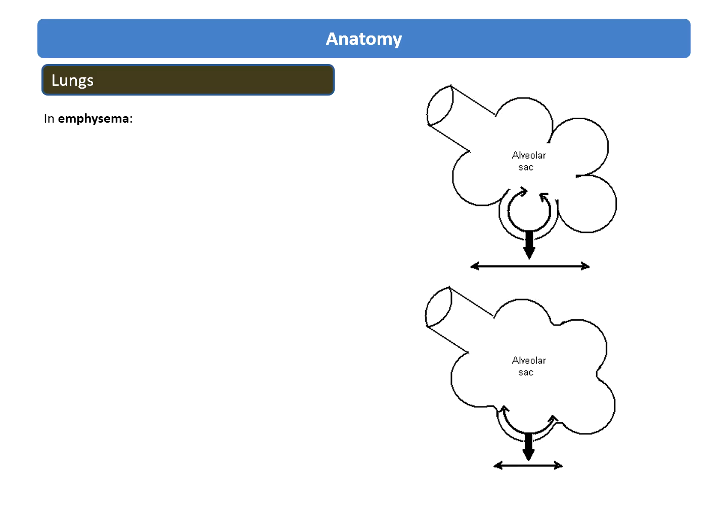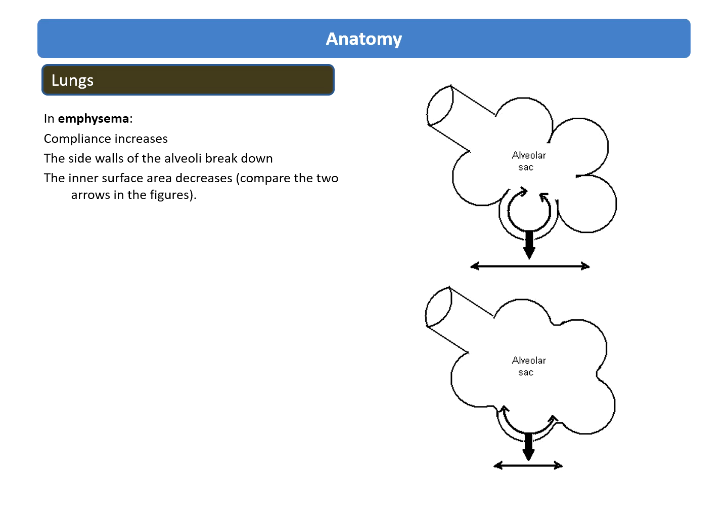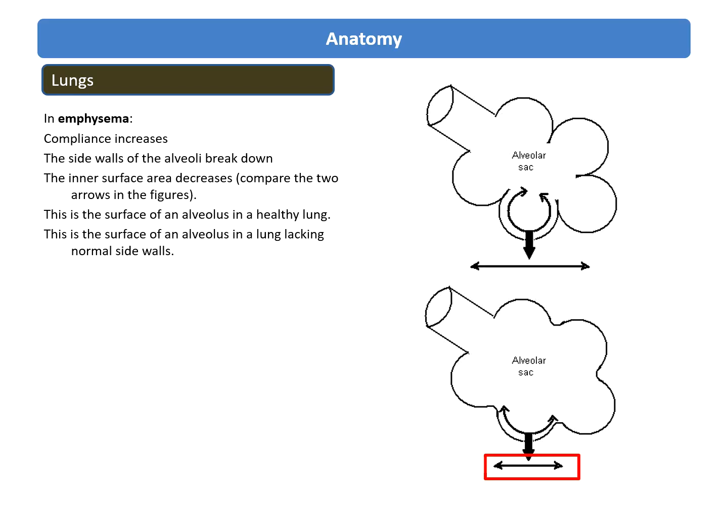Another condition is emphysema. In emphysema, compliance increases, the walls of the alveoli break down, and the inner surface area is decreased. Notice the 2 arrows in the figure. If we take the surface of the alveolus in the healthy lung and straighten it out, it's longer than the surface area of the alveolus lacking the side walls.